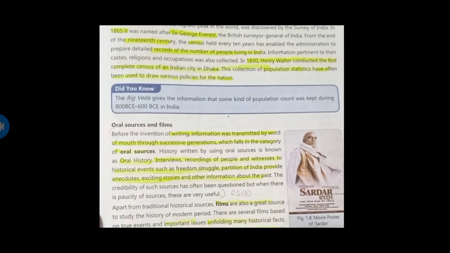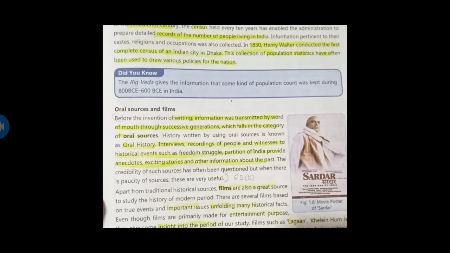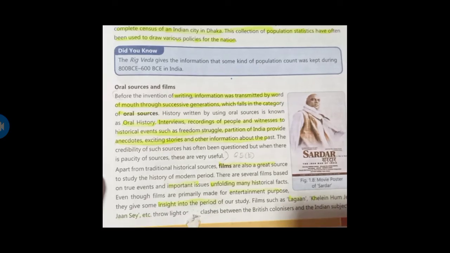Now, oral sources and films we will see. Before the invention of writing, information was transmitted by word of mouth through successive generations, which falls in the category of oral sources. What is oral sources? Now, orally I am speaking, orally I am explaining. So that's an oral source. And the recordings, interviews of the people, these all are oral sources only. The credibility of such sources has often been questioned, but when there is paucity of sources, these are very useful. Apart from traditional historical sources, films are a great source to study the history of the modern period.